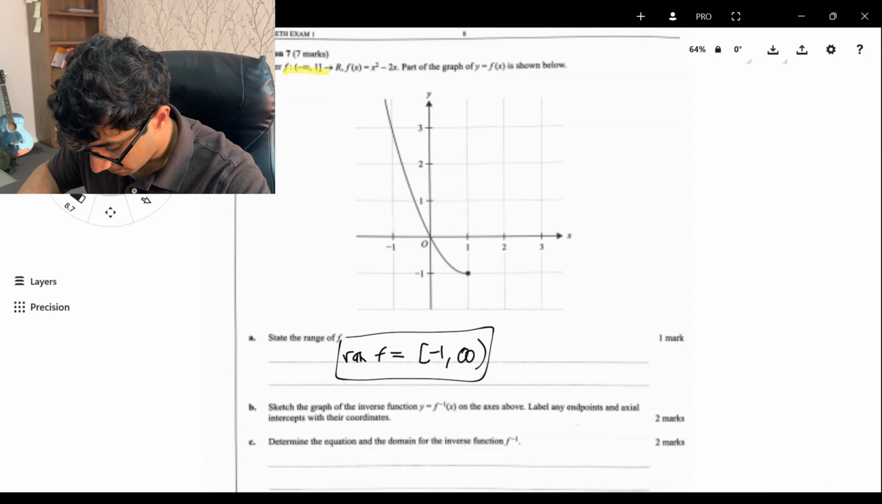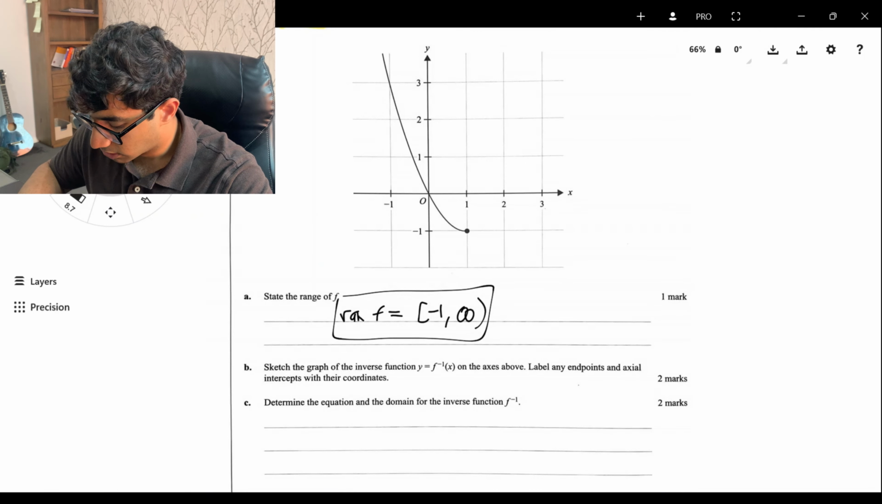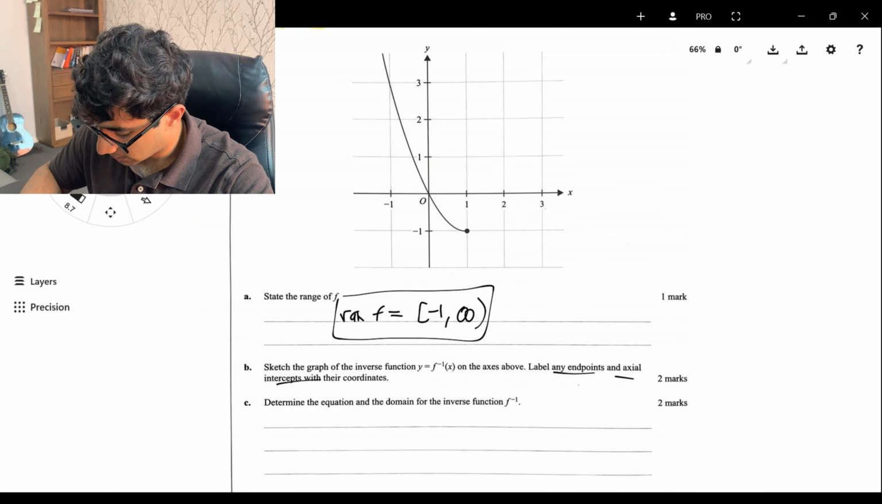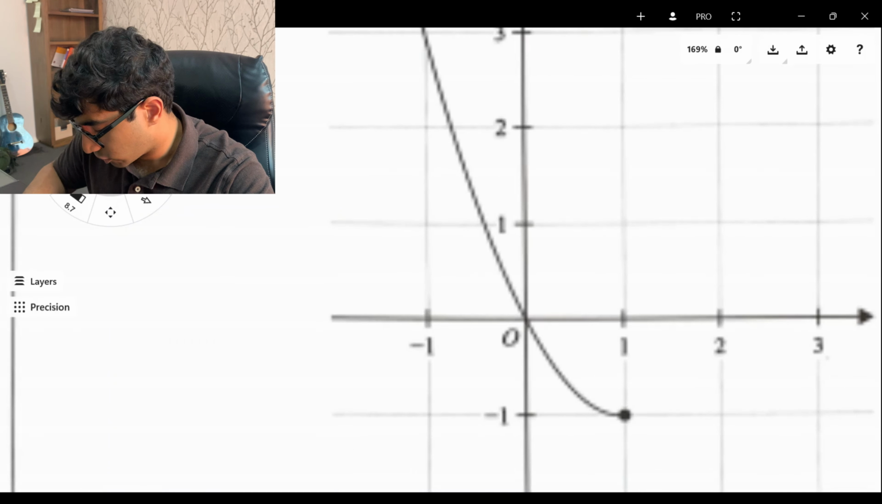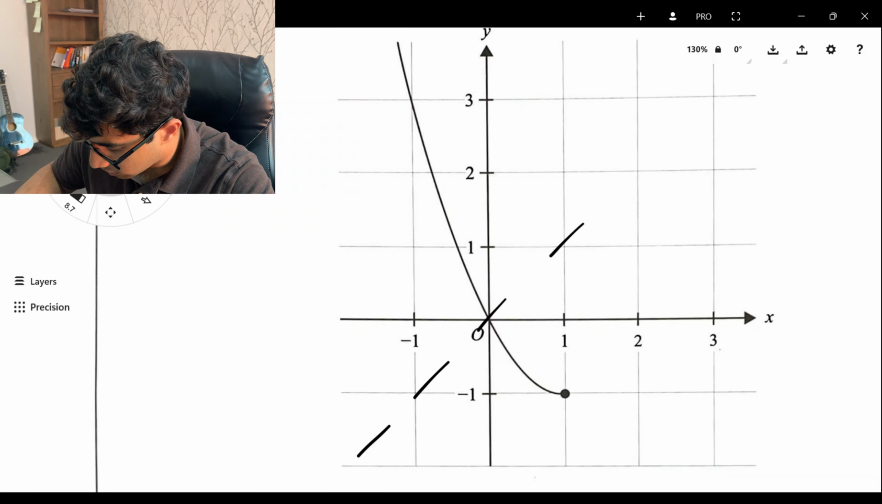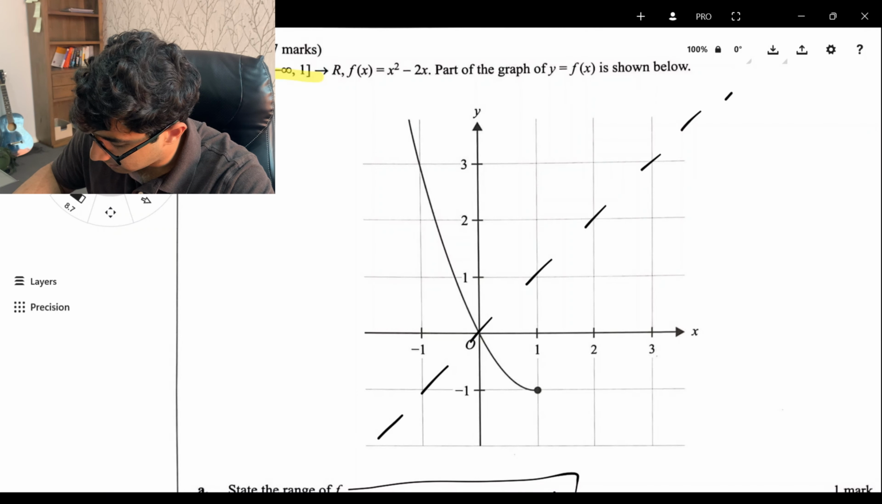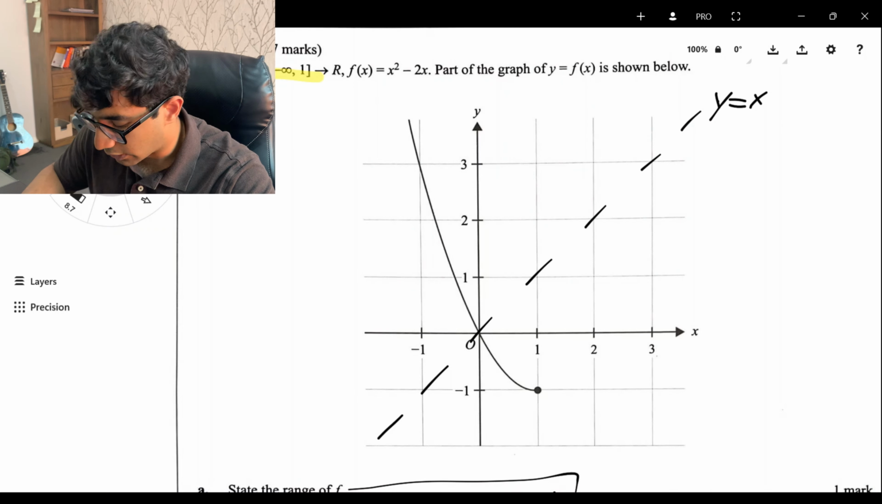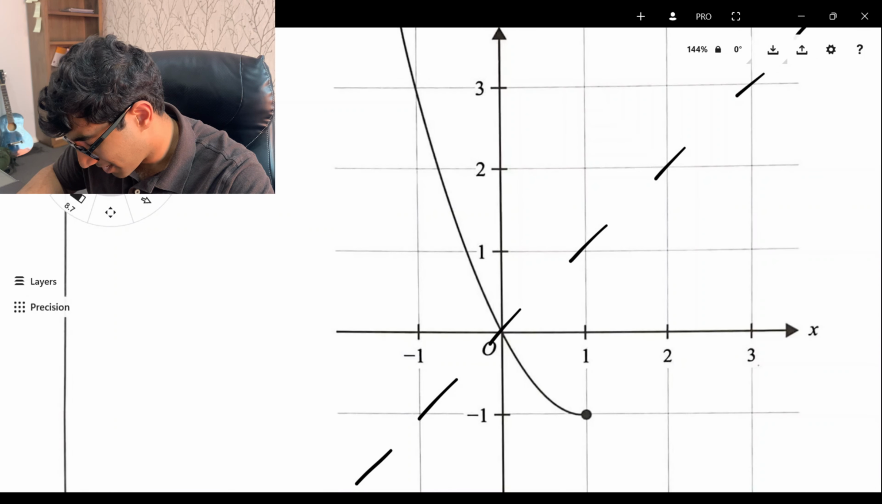Cool. Sketch the graph of the inverse function, labeling endpoints and axial intercepts. Okay, so the inverse function, as you guys know, is just going to be the reflection in the line y equals x. So I'm just going to draw the line y equals x in this case. As I always say, use a ruler. I don't have one, okay? But yeah, there you go.